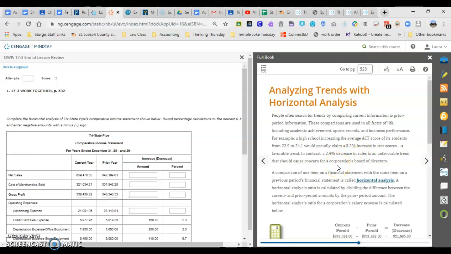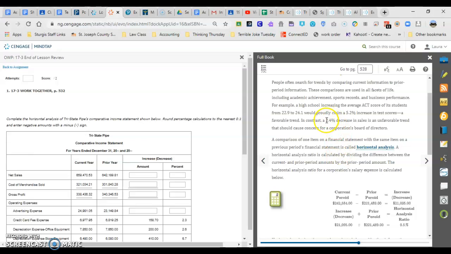So that's a favorable trend, right? A difference being an unfavorable trend, if you said a decrease in sales of 2.4% would be an unfavorable trend. So then you calculate what you're going to do about that. It gives managers input.